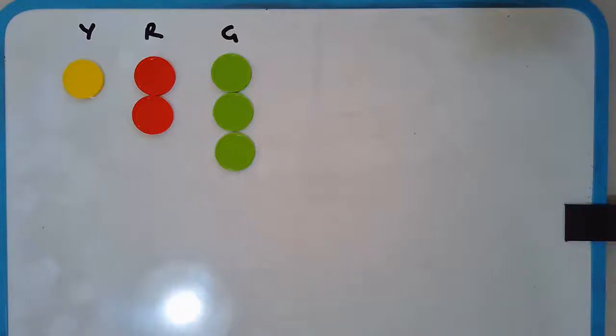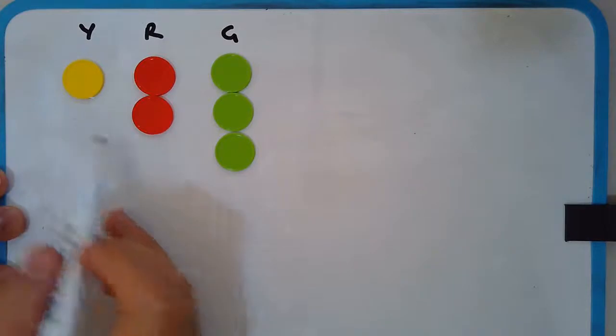Hi everyone. I'm just going to do a small demonstration involving ratios just so that you can visualize how ratios work. What I'm going to do is use an example of a ratio here using colored counters. I've got here one yellow counter, two red counters and three green counters. I'm going to make up a mix of counters, but ensuring that the ratio of the counters stays the same.